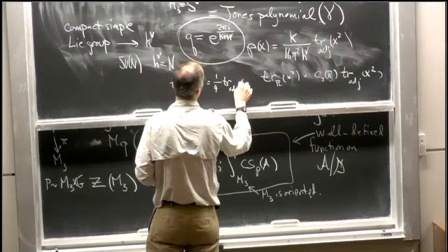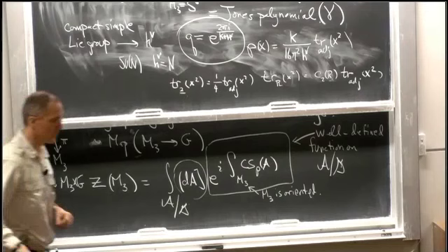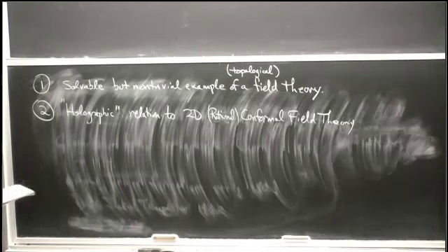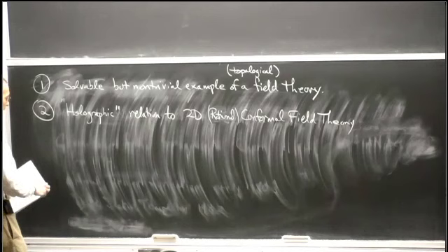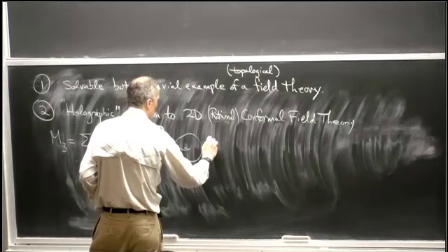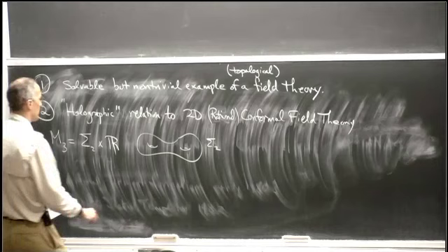Okay. All right, so where was I? I was talking about various applications. So yes, holographic relation to 2D rational conformal field theory. Let me say a little bit about what I have in mind here. Imagine that we have M3, which is of the form sigma 2 times R. Here's our sigma 2, some compact surface, and then we can imagine R is time.